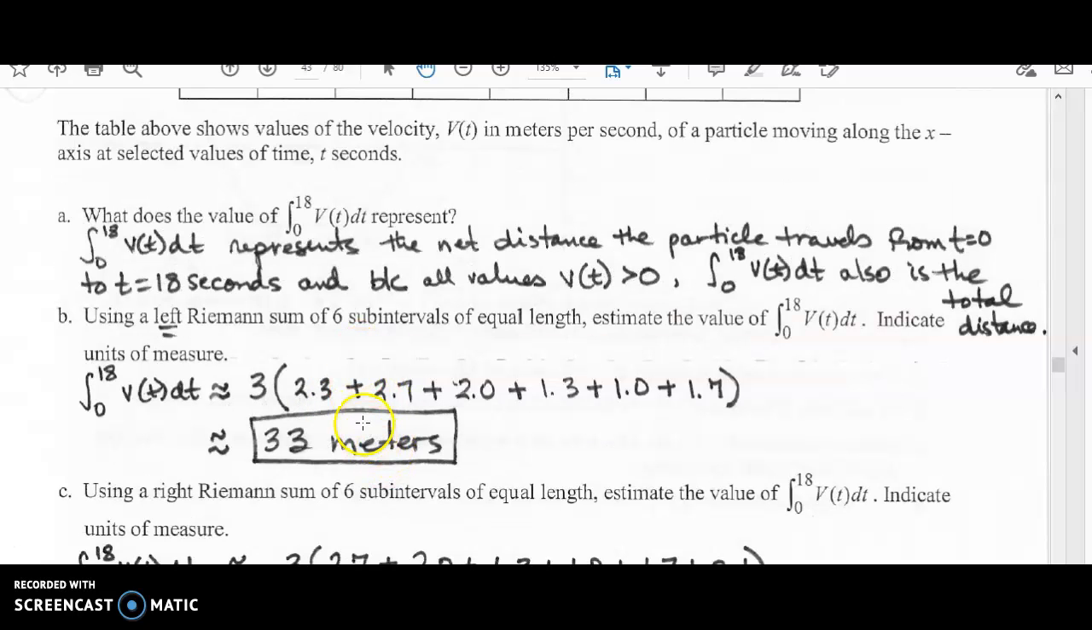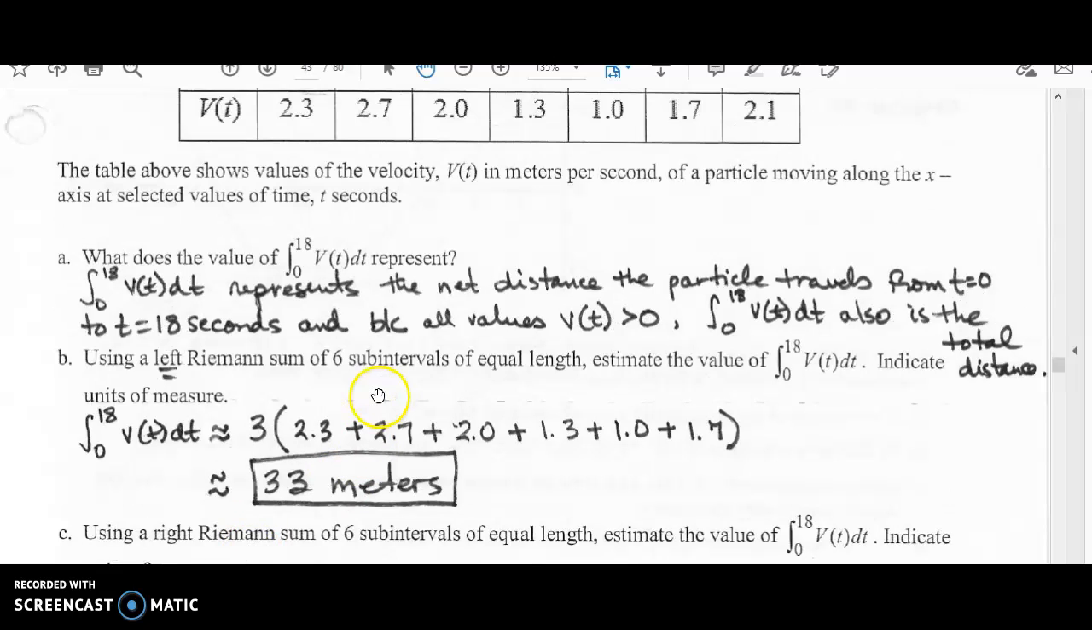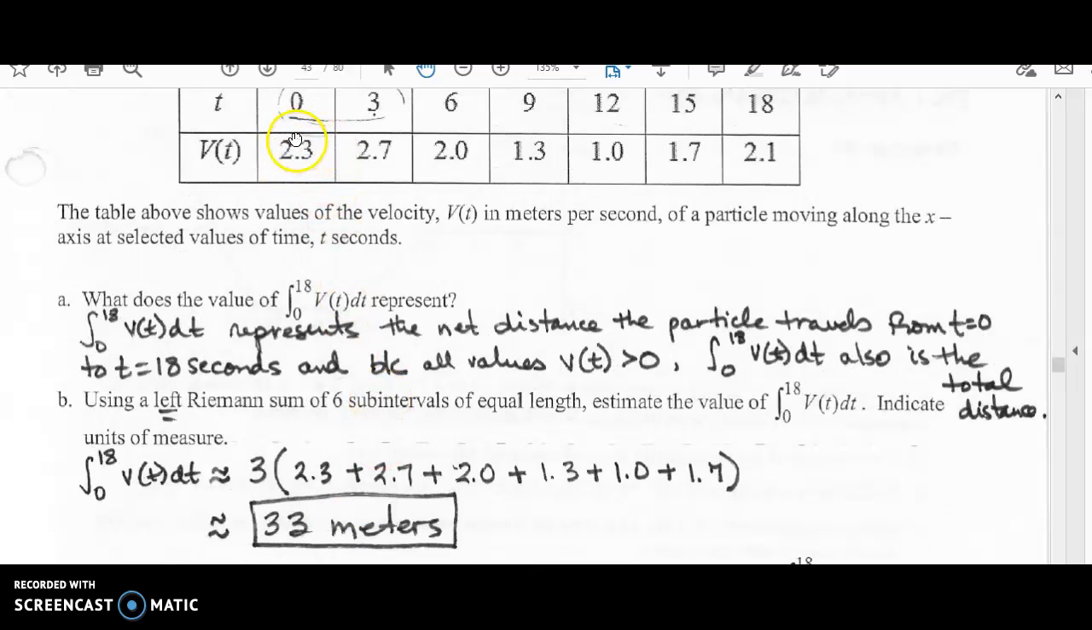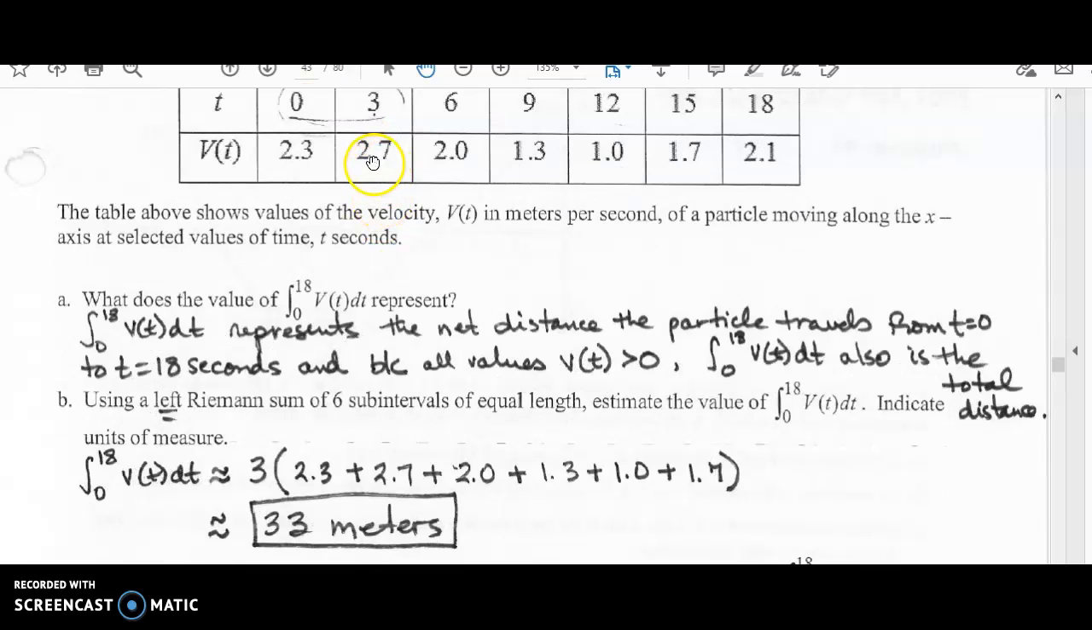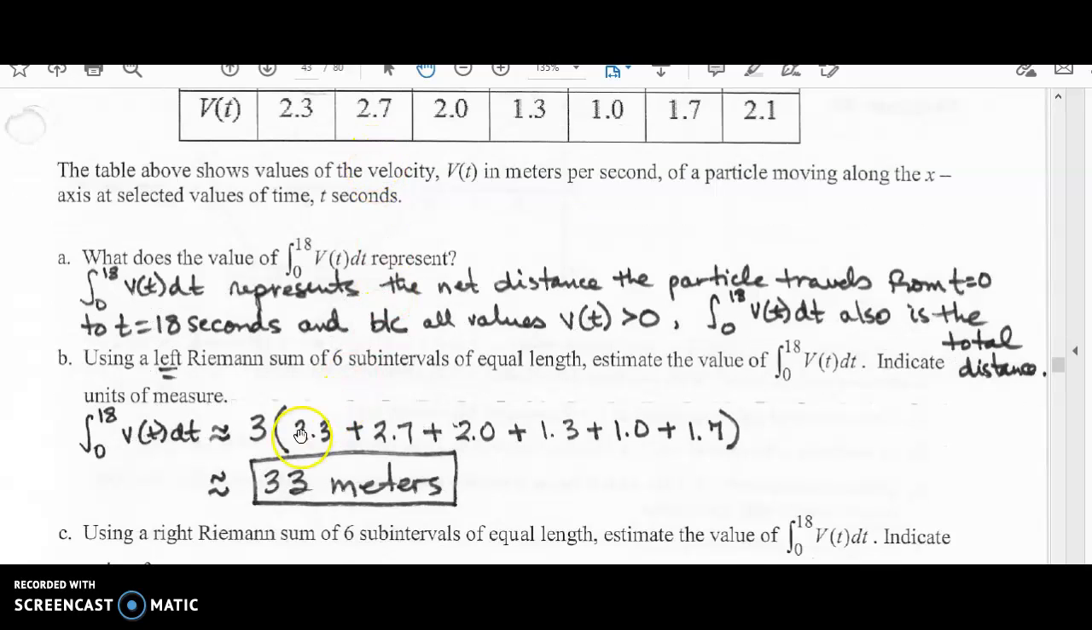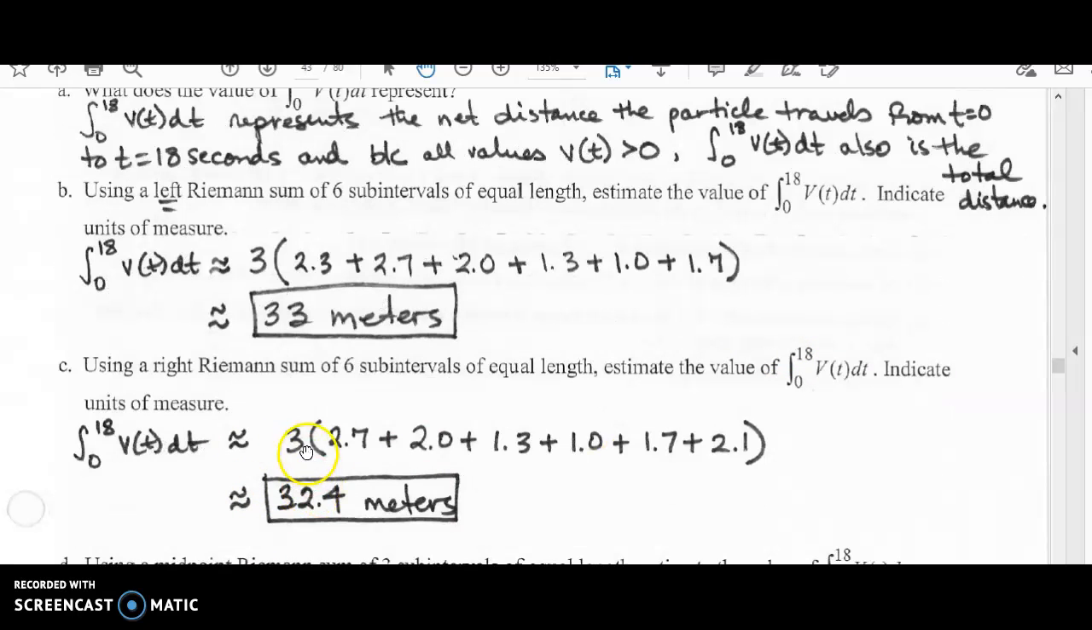Now notice the difference for the right Riemann sum is that we are not starting furthest to the left. We're doing the right number. So basically what it boils down to is I'm going to take away 2.3 and I'm going to start at 2.7, 2.0, 1.3, 1, 1.7, and I'm going to include 2.1, which is exactly why the right Riemann sum looks something like that.